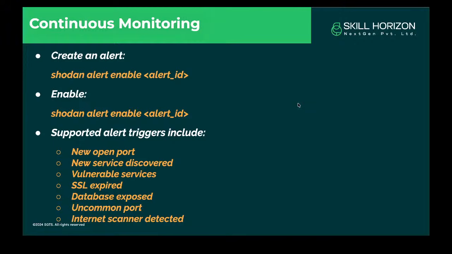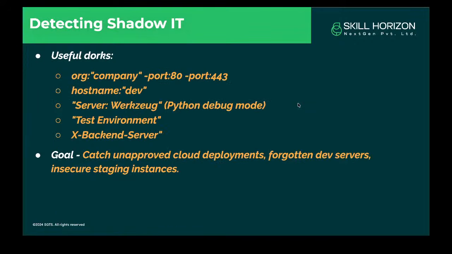So you can enable the alert mapping services provided by Shodan CLI with the help of this command, and then you can use it for detecting IT exposures. So you can use those useful dorks, like company, port number 80, port number 443, the dev environment, like we have development environment, production environment, staging environment, test environment. So you can search or redesign your queries, right?